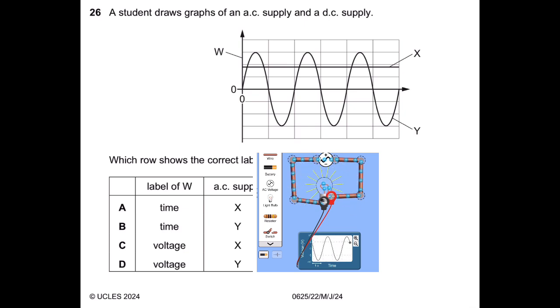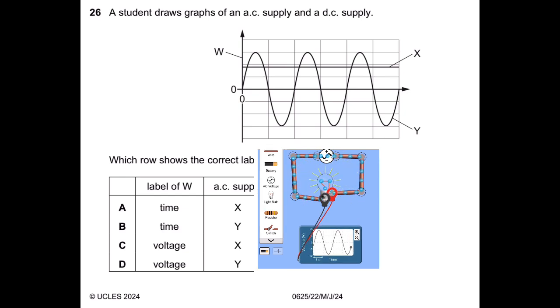For the AC power supply, or alternating current, the key point is that the direction of the current keeps changing. This is why we see a sinusoidal wave on the graph. Therefore, the voltage across the bulb also fluctuates corresponding to the changing direction of the current.